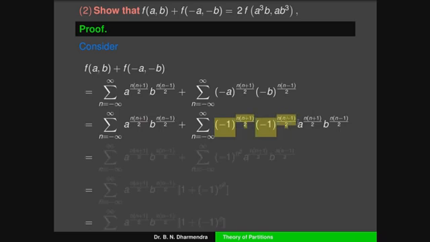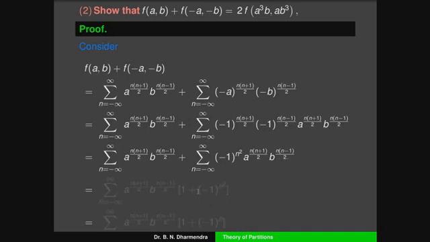After some simple manipulation, these values can be written as (-1) to the power of n square. So that is equal to, the first one is the same, that is the summation n running from minus infinity to plus infinity a to the power of n(n+1)/2 into b to the power of n(n-1)/2, plus the summation n running from minus infinity to plus infinity (-1) to the power of n square into a to the power of n(n+1)/2 into b to the power of n(n-1)/2.